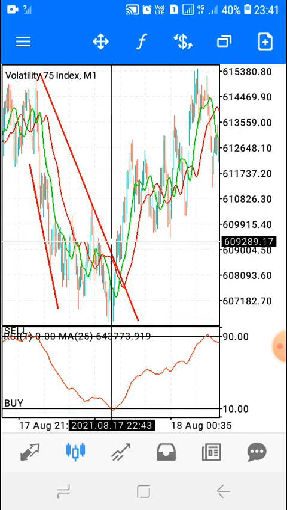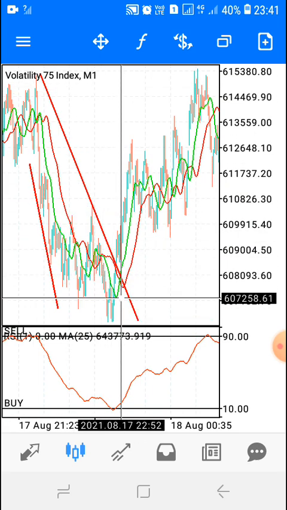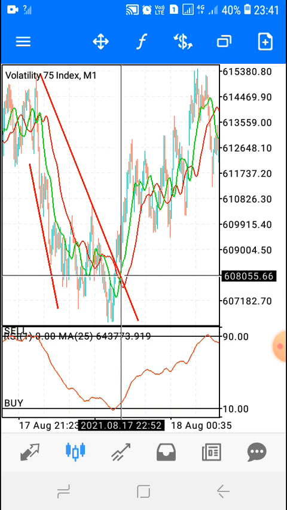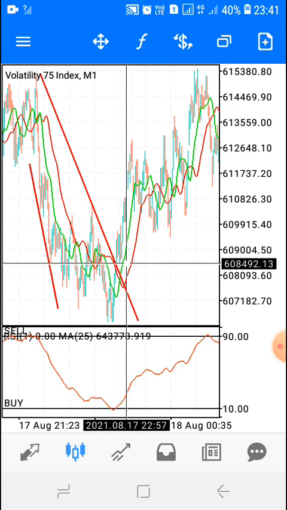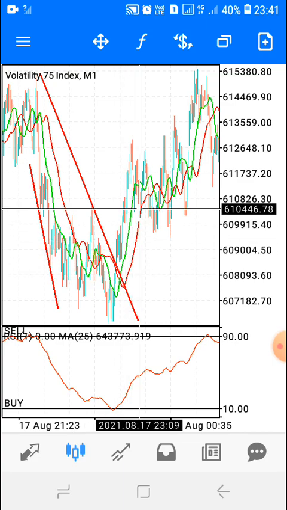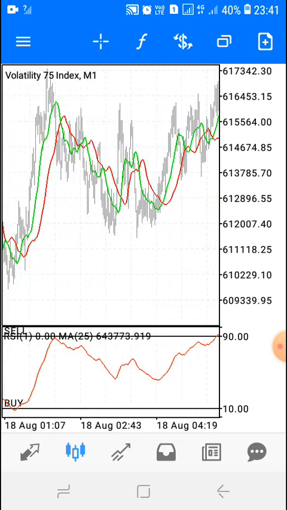But you don't need this pattern. You can only draw a trend line if you want to. And then you guys can see what happened over here. Look at this. The crossover. The green line crosses the red line. So what does it mean? You're supposed to buy. And look what happened after that. The market decided to go up.